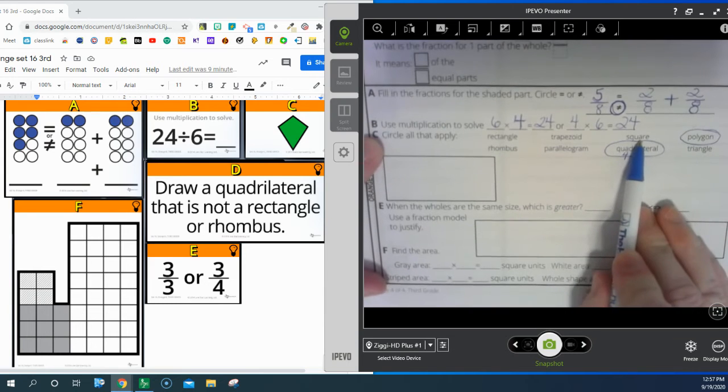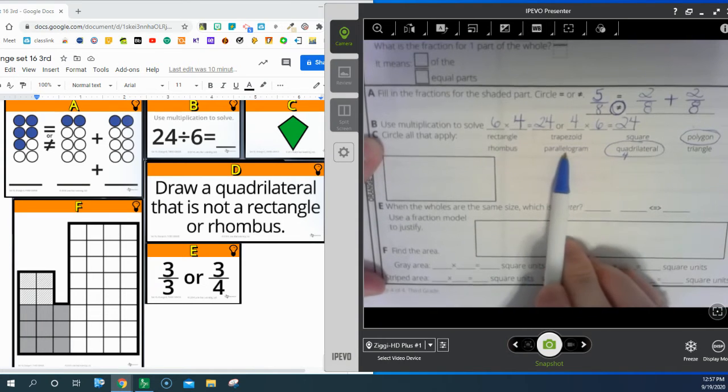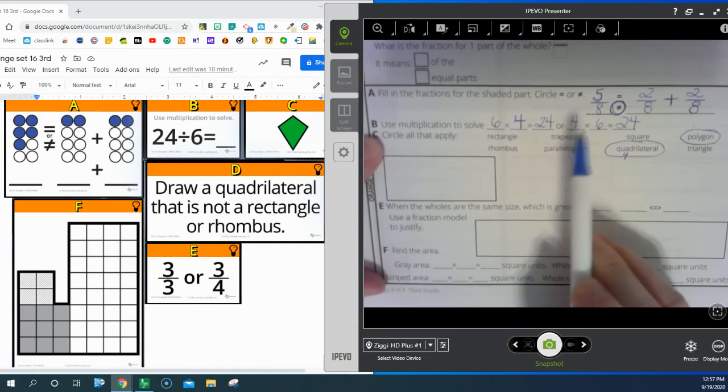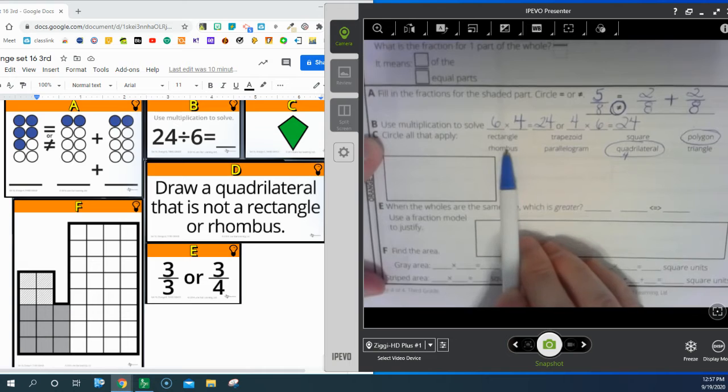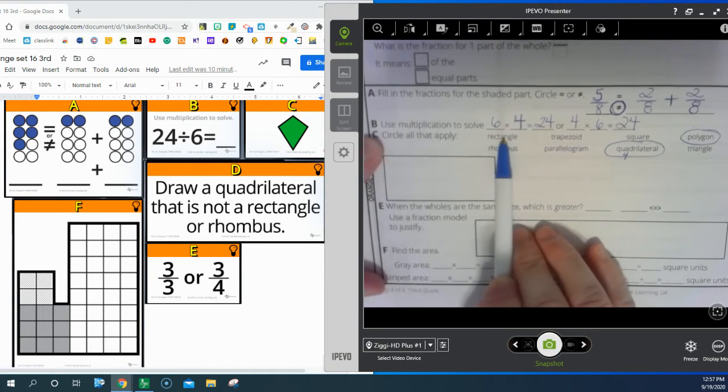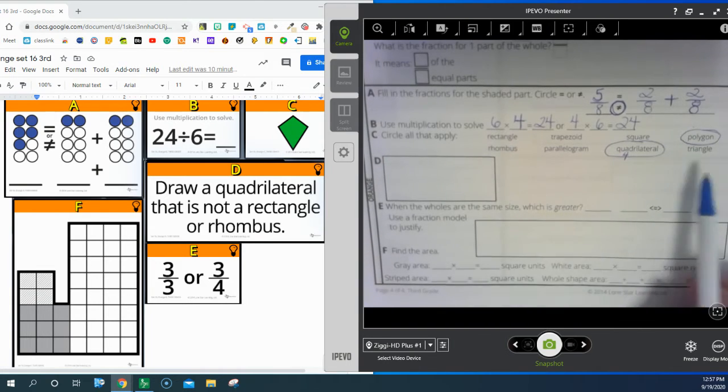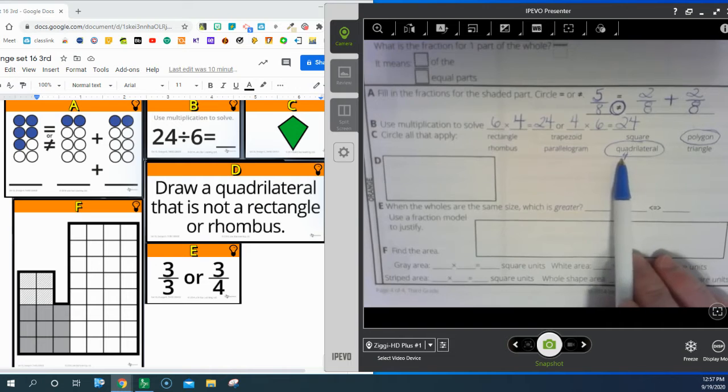It is not a square because it does not have equal sides and 4 right angles. It is not a parallelogram because the sides are not parallel. It is not a trapezoid because one pair is not parallel. It is not a rhombus because it doesn't have equal sides, and it is not a rectangle because it doesn't have 4 right angles. So it is only a polygon that is a quadrilateral.